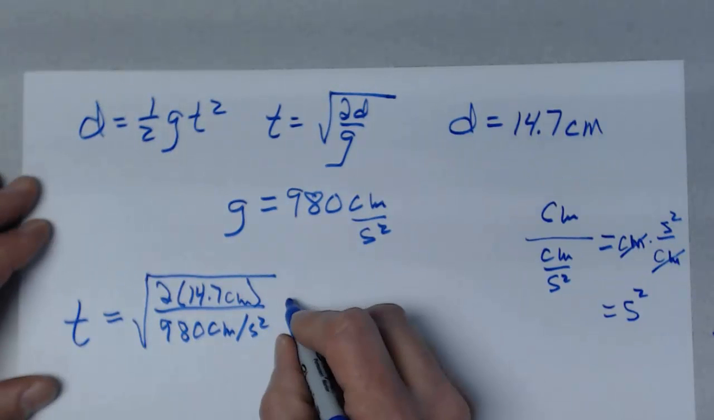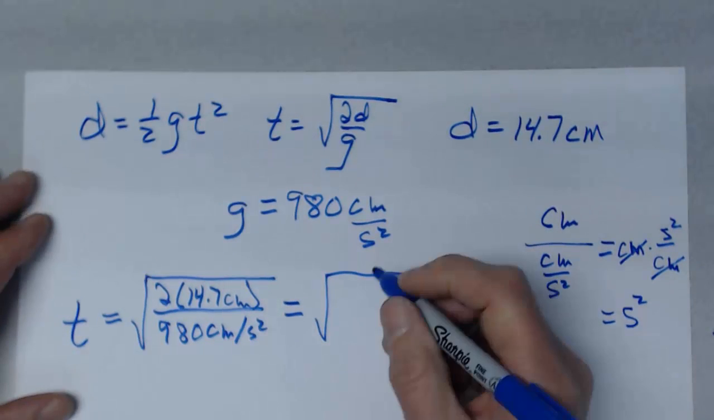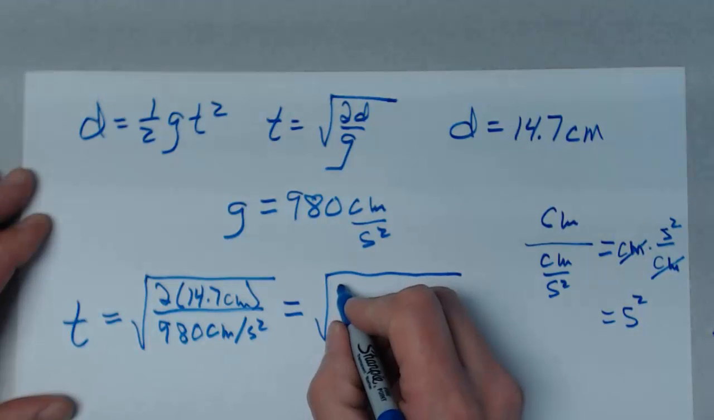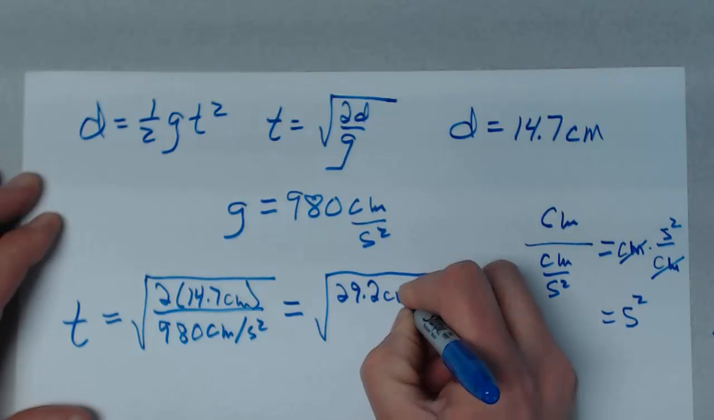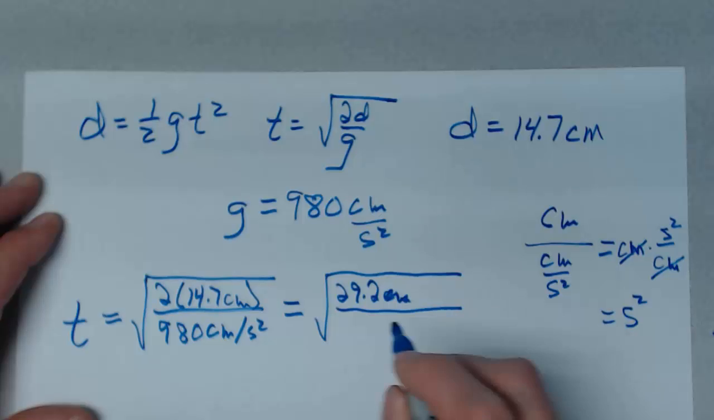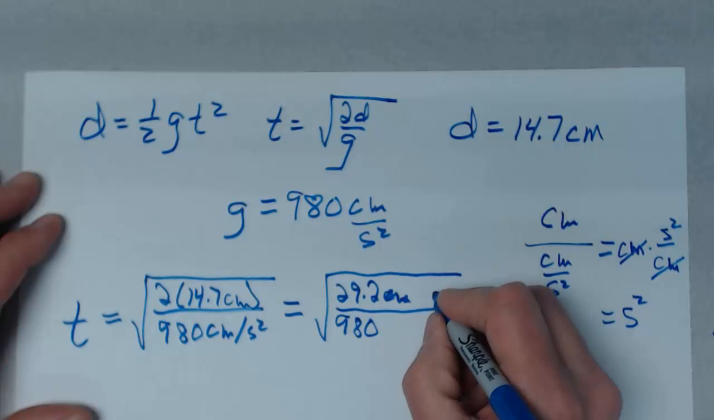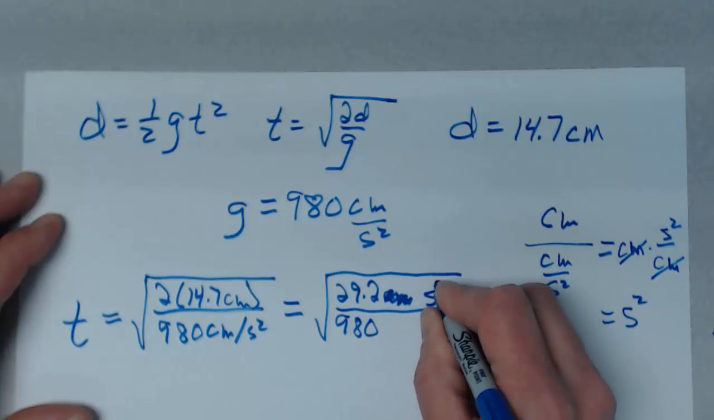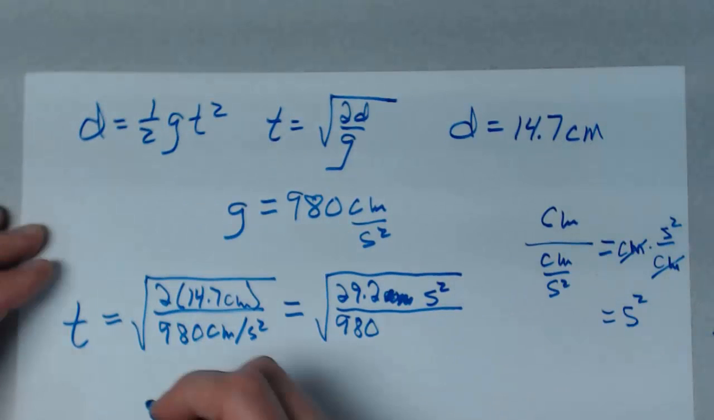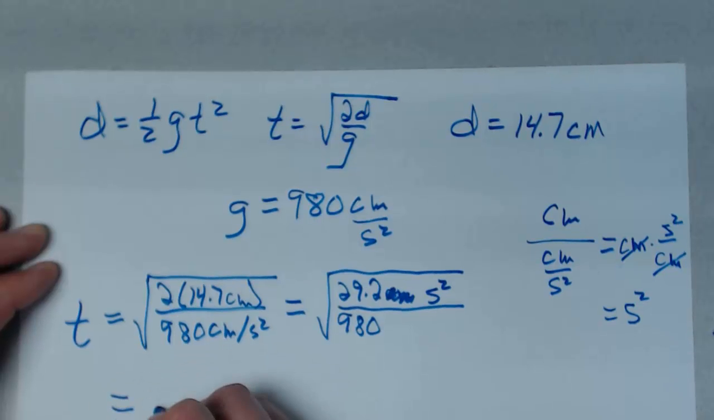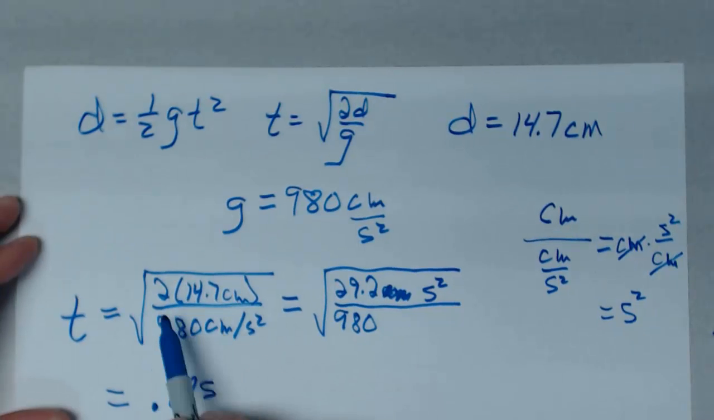And so what you'll actually have here now, now that I've simplified the units, I can write this as 29.2 centimeters. Whoops, not centimeters anymore. I solved for those things. 980. And the units that are under here now have been simplified to seconds squared. When you take a square root of seconds squared, you end up with seconds. When you do the arithmetic on this, you would end up with 0.17 seconds.